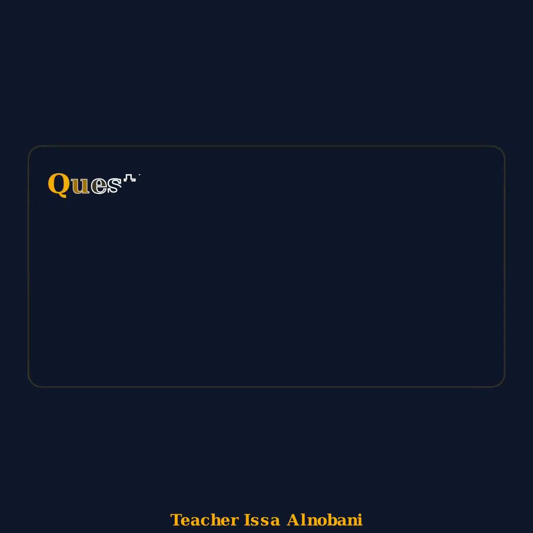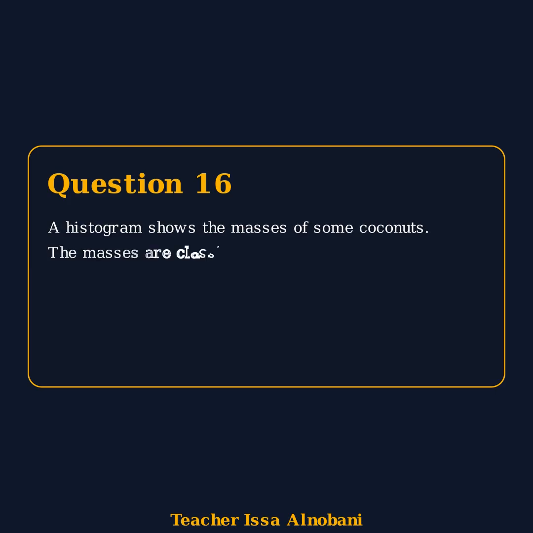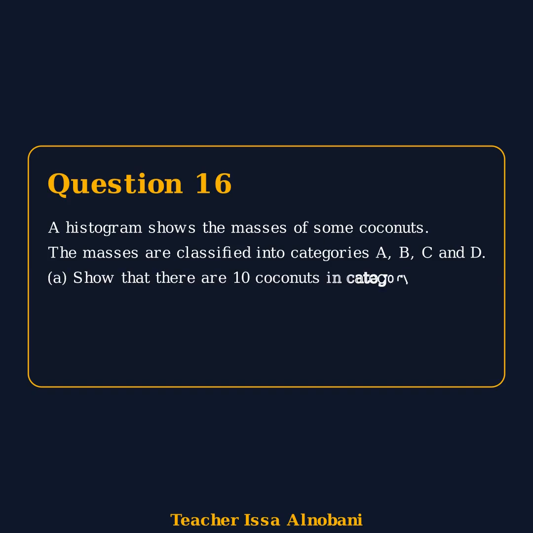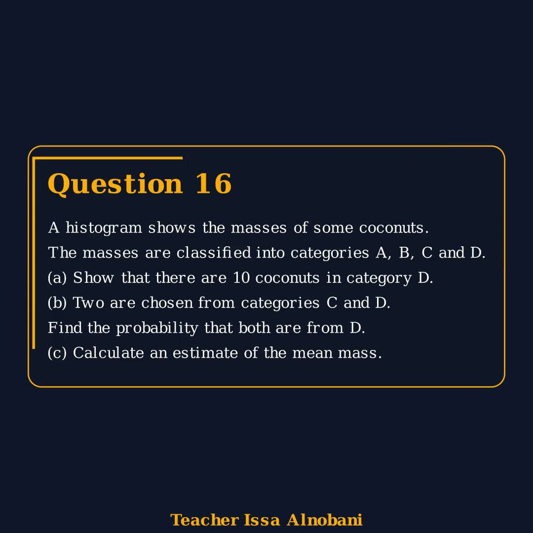Question 16. A histogram shows the masses of some coconuts. The masses are divided into categories A, B, C, and D. First, show that category D contains 10 coconuts. Then find the probability that 2 coconuts chosen from categories C and D are both from D. Finally, calculate an estimate of the mean mass.